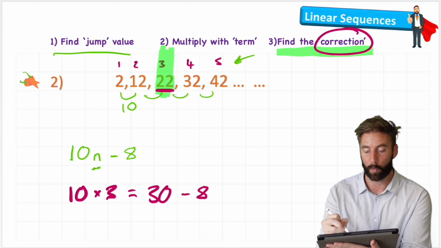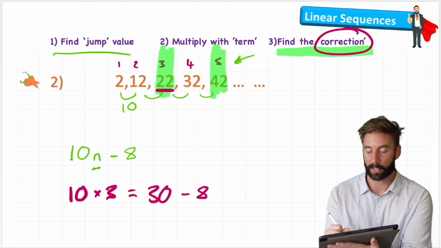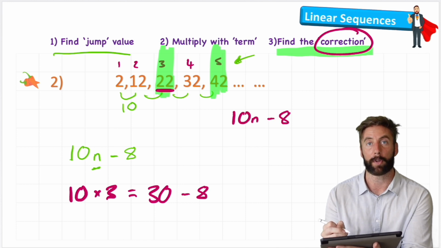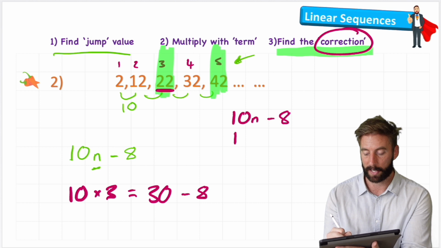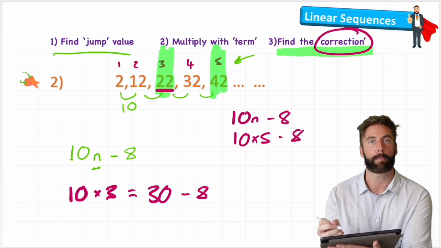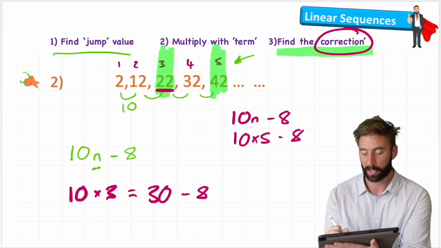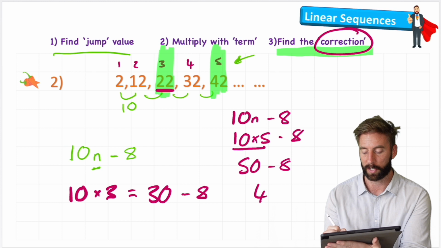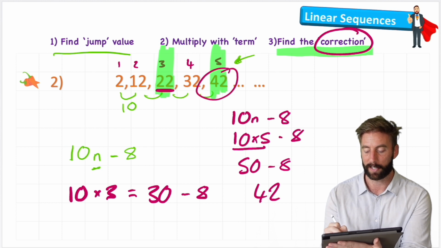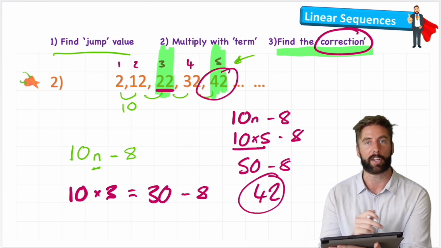Let's check it with another one that we've got. Let's check it against the 5th term. Let's start by writing our formula, 10n minus 8. This time we're going to be looking for the 5th term. So it's 10 times 5 minus 8. BODMAS tells me to do the multiplication first. 10 times 5 is 50, minus 8 is 42, which is the correct number. And again, I can use this formula for any number now in this sequence.